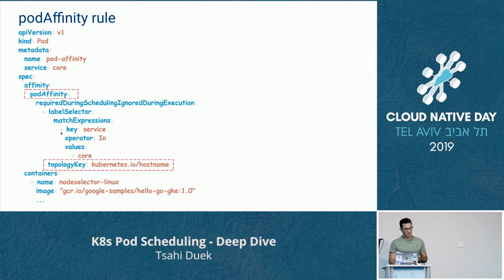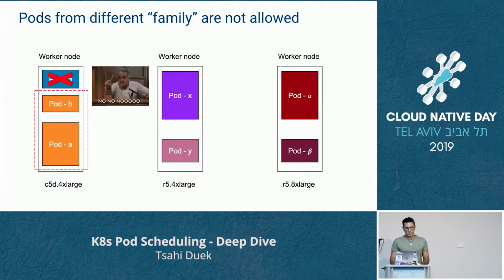So in this example, I want all the services of type core to run together on the same instance, and this is because my topology key is set to hostname. If I would like them to run in the same zone, for example, I will need to replace the topology key with a label that reflects the zone on all the nodes. And again, this is a built-in Kubernetes node label that Kubernetes is responsible for populating.